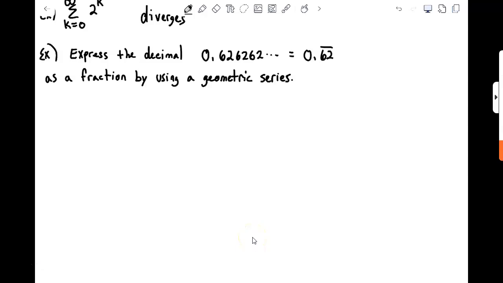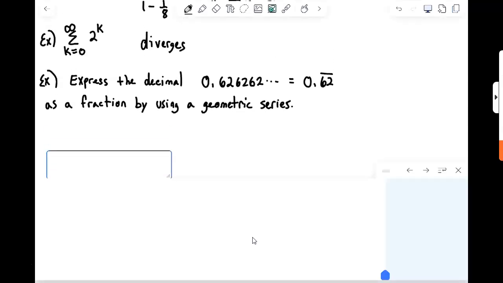Welcome back. In this video, we're going to look at how geometric series relates to repeating decimals. In fact, we're going to see how we can use geometric series to express first a repeating decimal as a geometric series, which we can then simplify to get its fraction version. Okay, so here's how we work with 0.62, 0.62, 0.62.